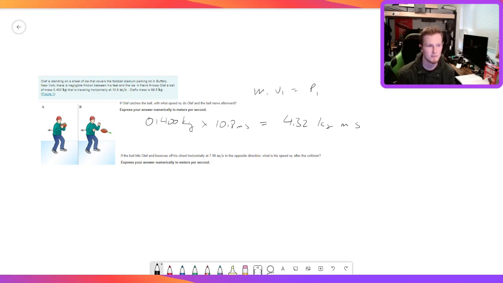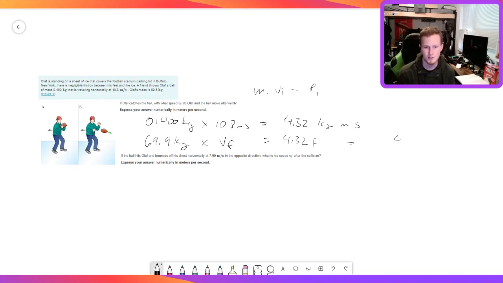So momentum is going to be conserved in this system because there's no outside force acting on it. Because of that, 4.32 is going to equal the final momentum as well, except in this case, now Olaf has caught the ball. So we're going to add his mass to the mass of the ball, and we're going to solve for the second velocity, the final, or v2. So that's mass 1, that's velocity initial. So we're going to solve for velocity final.